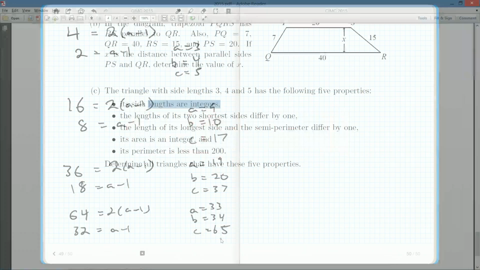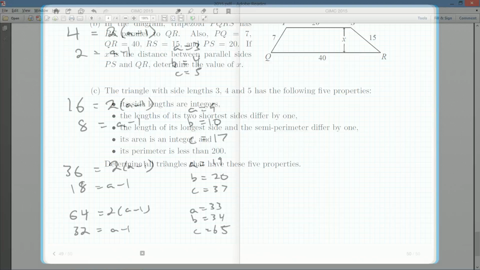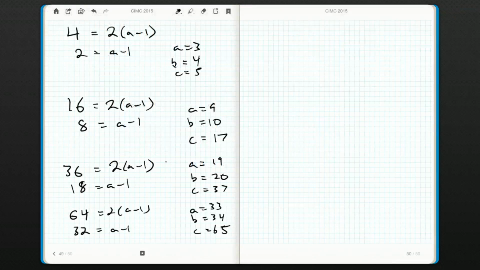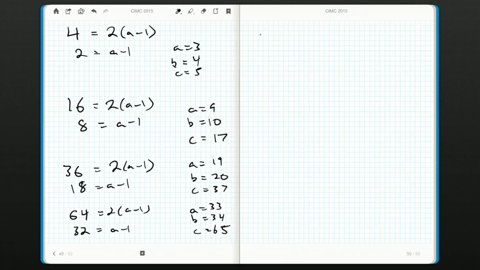But what was the question actually asking us for? Determine all triangles? Okay, we actually did determine all the triangles. I thought they might just be asking for the number. Oops. Gotta plug that in. So here are our triangles, but let's list them out nice and neat.